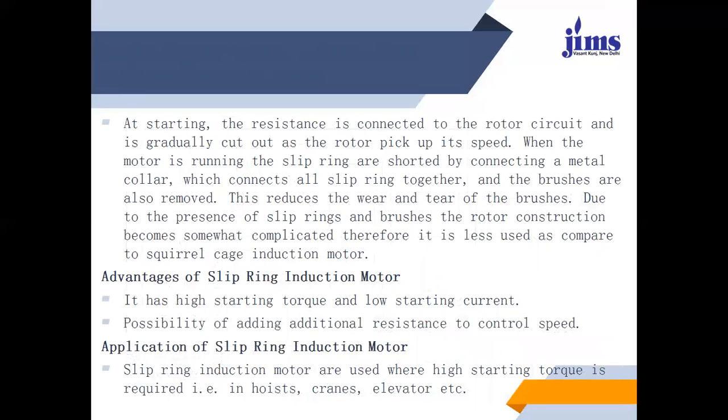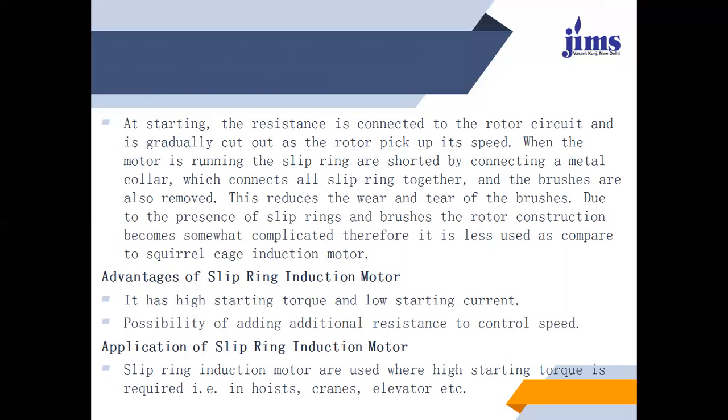At starting, the resistance is connected to the rotor circuit and is gradually cut out as the rotor picks up its speed. When the motor is running, the slip rings are shorted by connecting a metal collar, which connects all slip rings together, and the brushes are also removed. This reduces the wear and tear of the brushes. Due to the presence of slip rings and brushes, the rotor construction becomes somewhat complicated, therefore it is less used as compared to the squirrel cage induction motor.